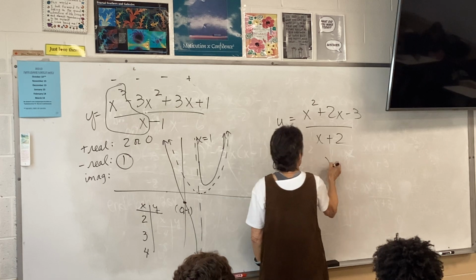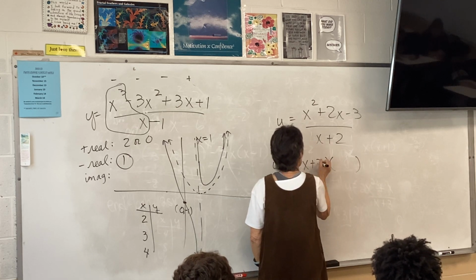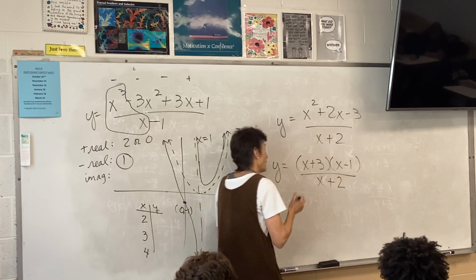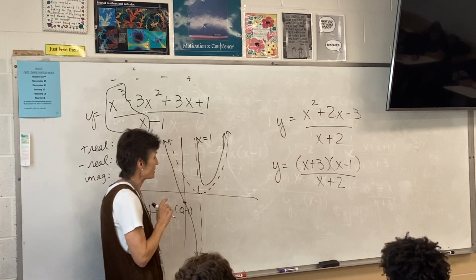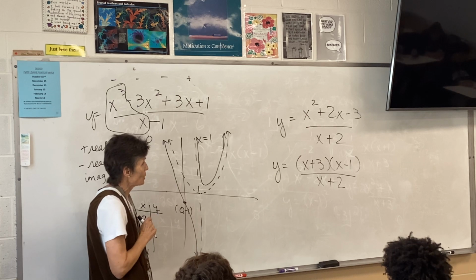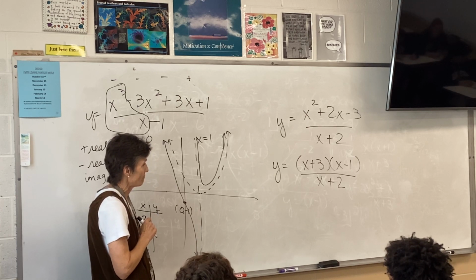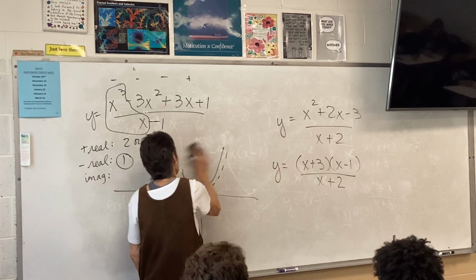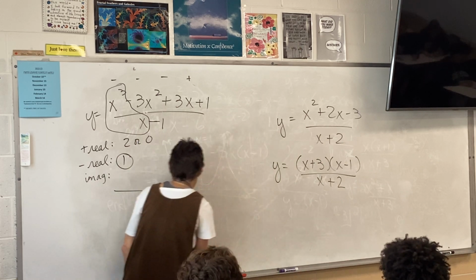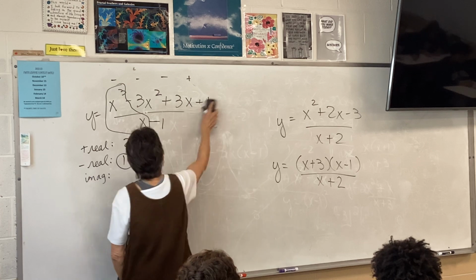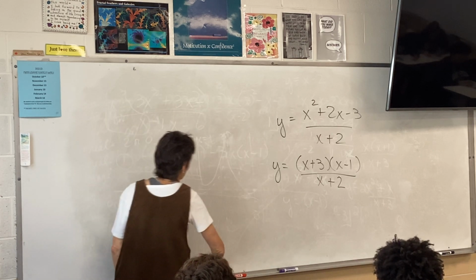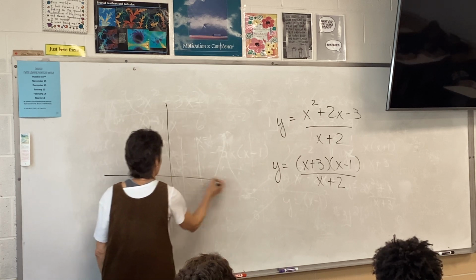Can we factor? Okay, but that does not help. Well, actually, it helps, but that does not cancel. So that means I will have no holes. That's fine. What do I have? I have a vertical asymptote at x equals -2.